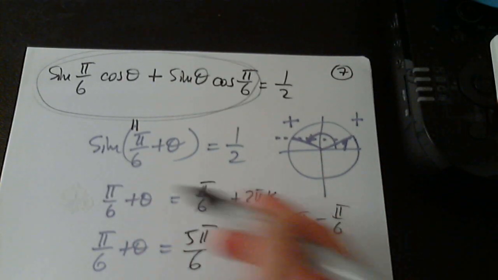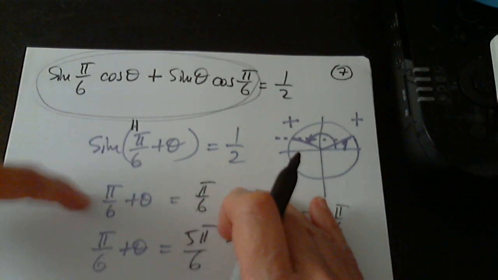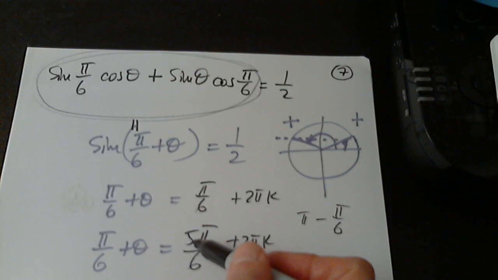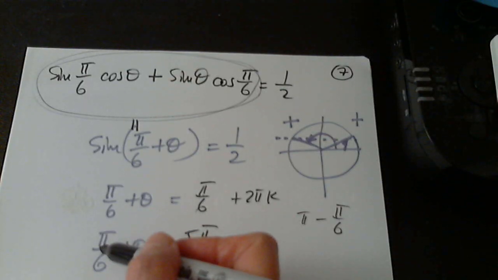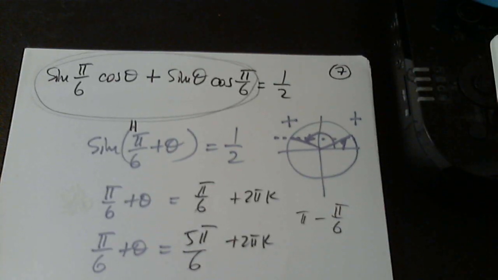So when k equals 0, theta is 0. These two go away. For the other one, when k is 0, theta is 5 pi over 6 minus pi over 6, which is 4 pi over 6, or 2 pi over 3.